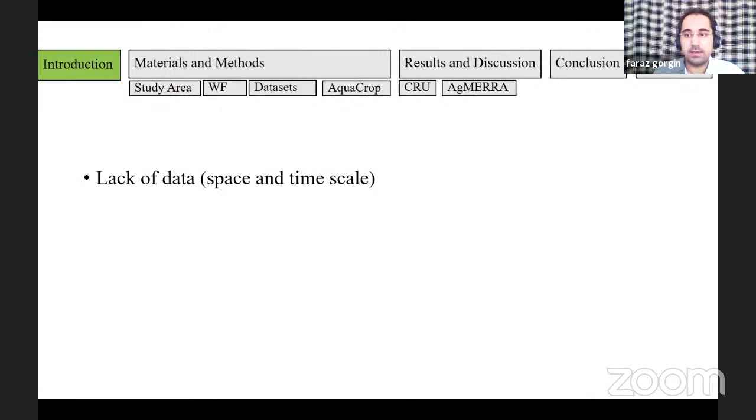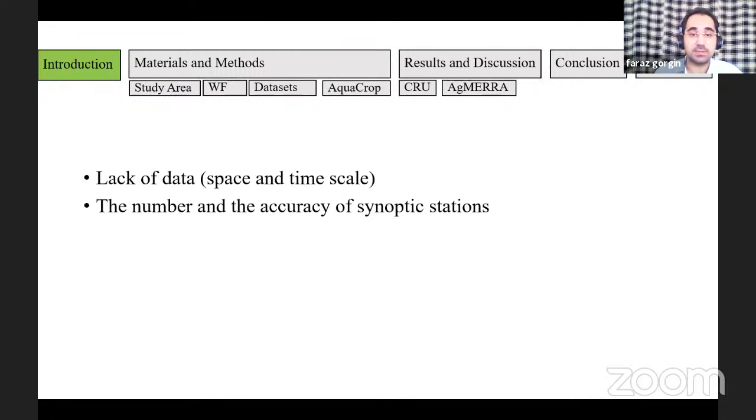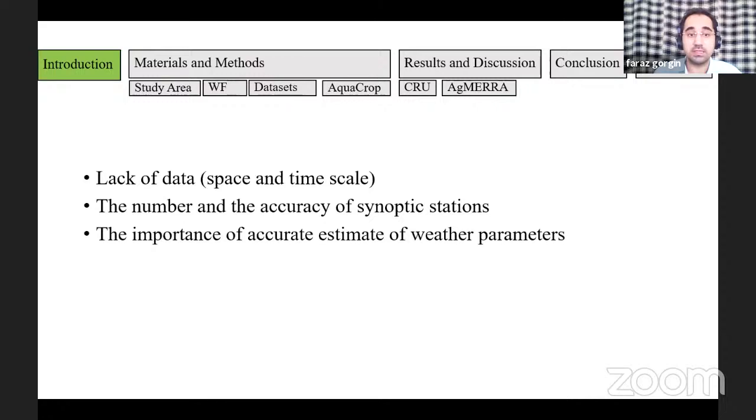The lack of data in space and time scale may be a great challenge to water resources managers. The number of synoptic stations and their accuracy may not always be acceptable, especially in some regions where there are no synoptic stations. By accurate estimation of weather and climate parameters, land use planning can be more efficient.